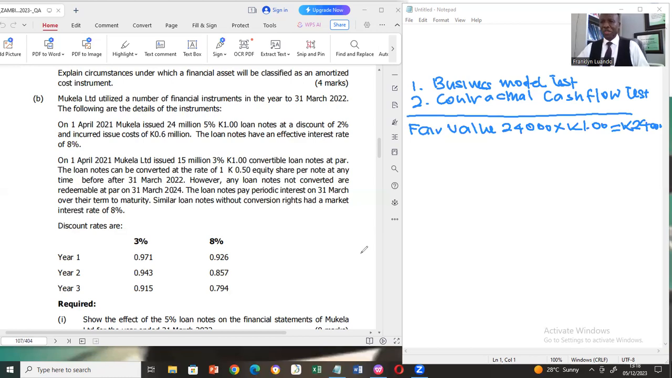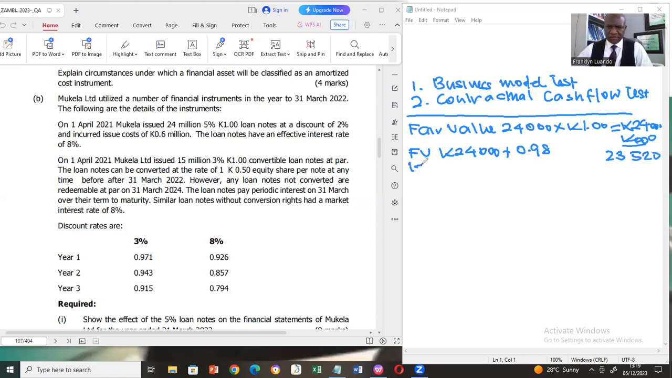So now I want you to understand that loans issued at a discount simply means we remove the discount. The issue cost incurred on the issue of a loan will also reduce the loan. So this one will be the fair value of the loan, 24,000, less the discount of 2%, you remain with 98%. So these are in thousands. So there we have 23,520.